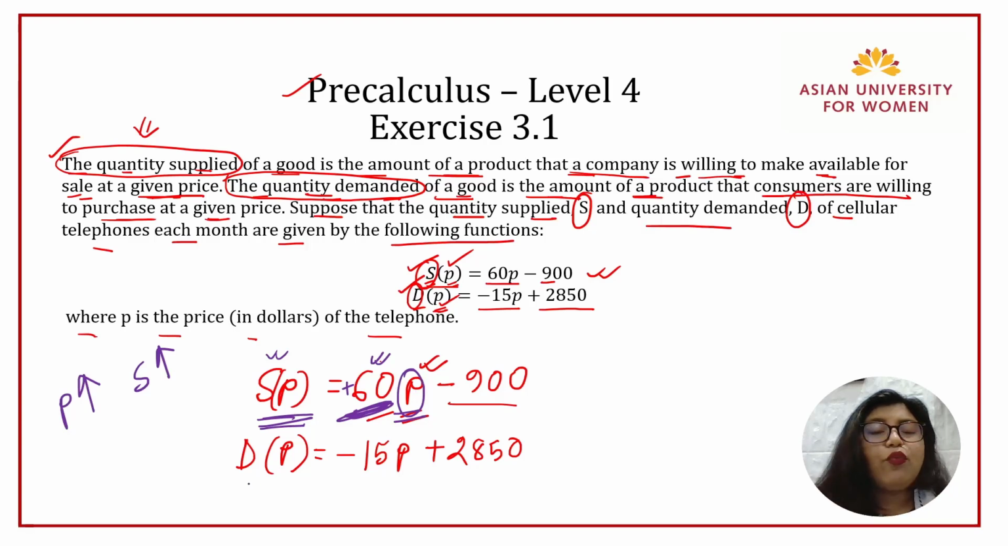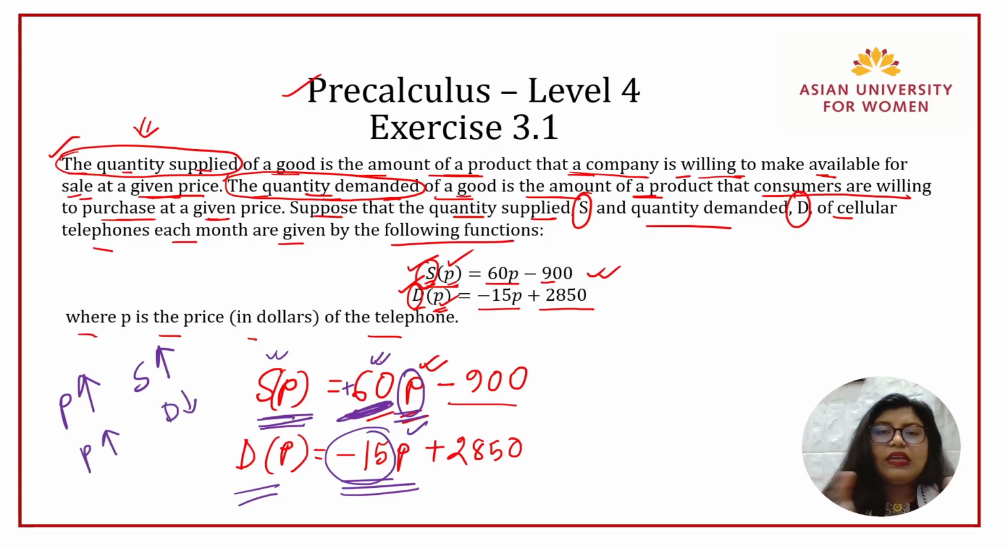And now if we think about demand, here it is written minus 15P, right? So here minus 15 is the slope and P is the price. Now there is a negative relationship with price. If price increases, demand decreases.